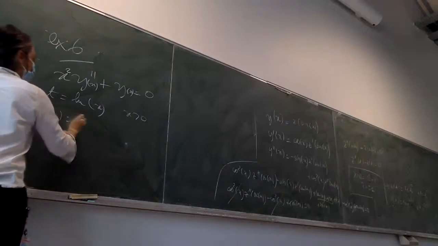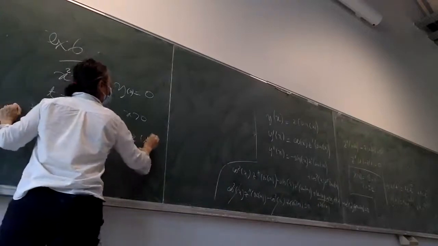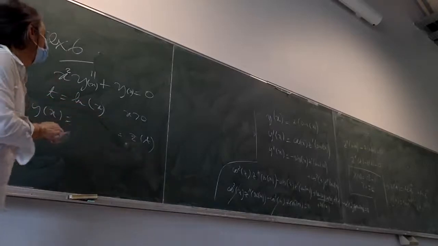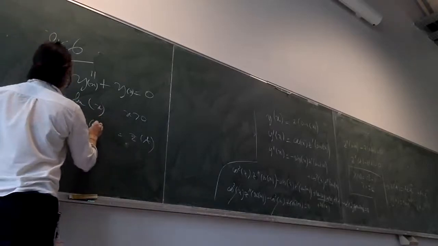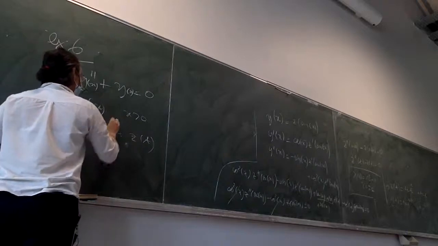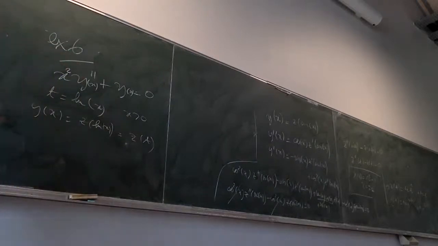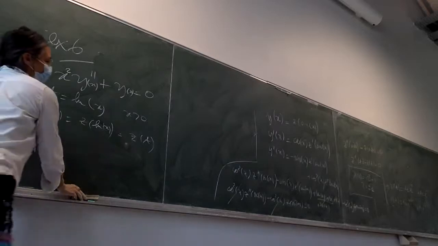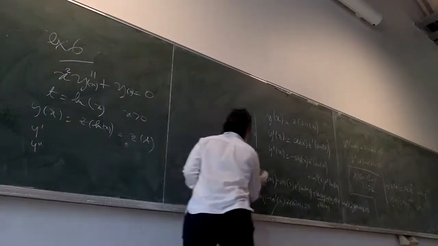Y of x, in the end, should be a new function that depends on t. What comes in the middle depends on how you define your variables. So t is equal to ln of x, so that's z of ln of x. We do our calculations, y prime, y second, and see what's happening. Okay?